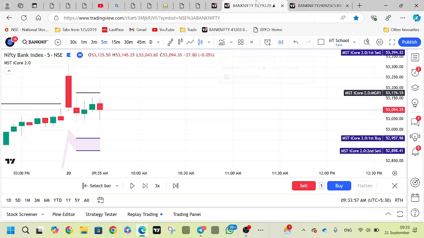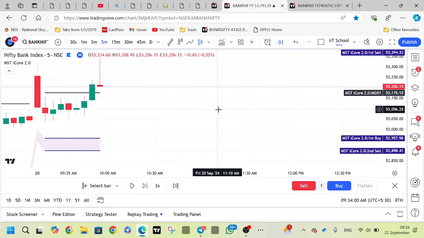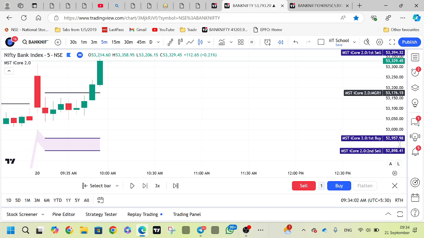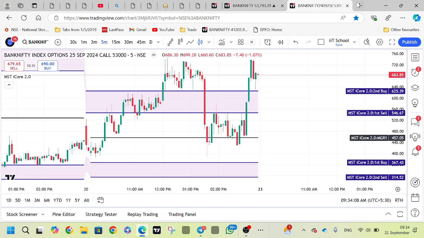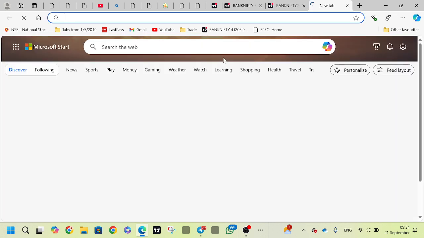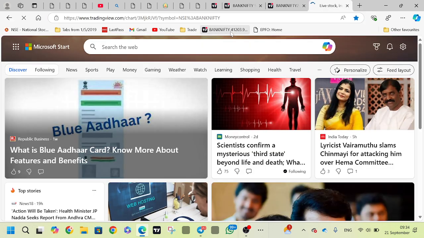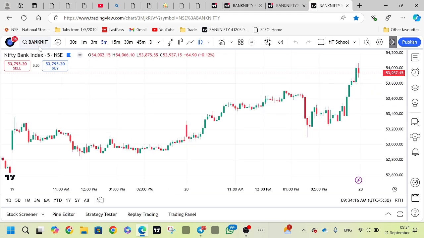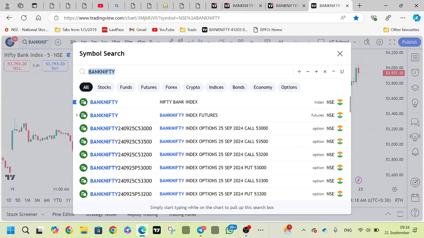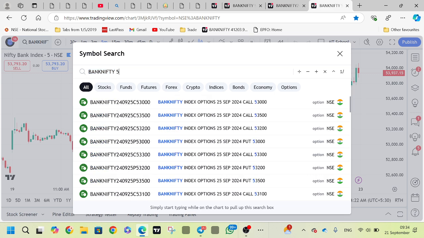Now coming back to this entry. Before that I have added the 53,900 call option here. Also we have to add the 53,400 put option, because if the market is going to the top side we have to buy put option. If the market is coming down we have to buy call option. If the market is going up we have to buy put option. So now I will take the 53,400 put option.